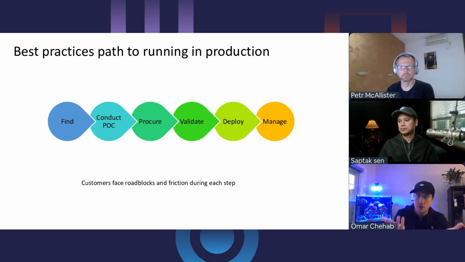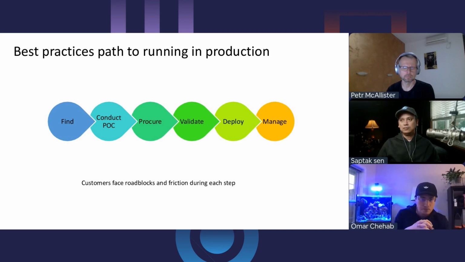First, you're going to have to find the software. Where should I deploy it from? We make it easy for you by providing it on the EKS console. So if you go to the EKS console today, go to the cluster that you want to manage, click on the add-ons tab, get more add-ons, you will be able to see Tetrate on there with their Istio solution. You're going to want to conduct a POC.